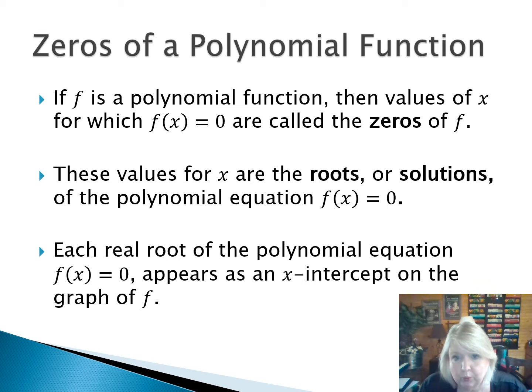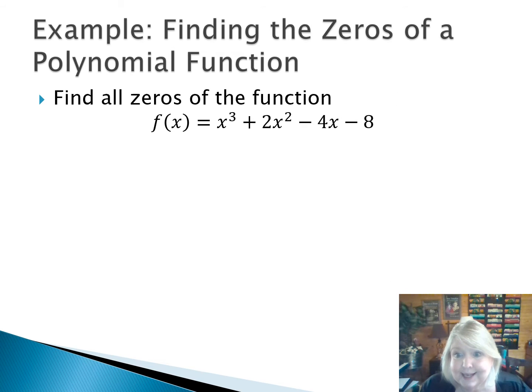Each real root of a polynomial equation f of x equals 0 appears as an x-intercept on the graph of f. So by solving polynomial equations, that is exactly how we're going to find the zeros, and what we have when we find those zeros are our x-intercepts. So the x-intercepts, the roots, the zeros, the solutions, they're all connected. So let's take a look at a polynomial function and see if we can find all those zeros.